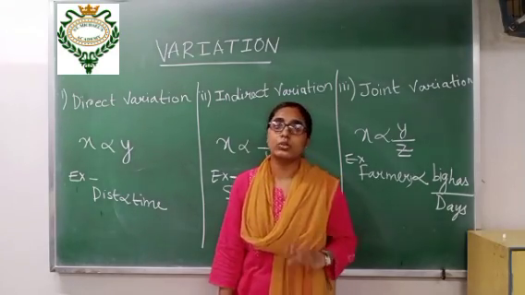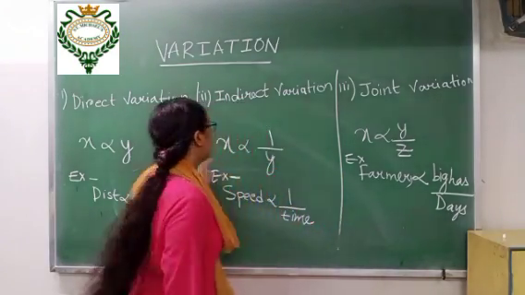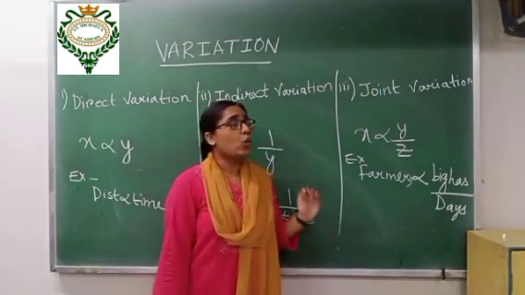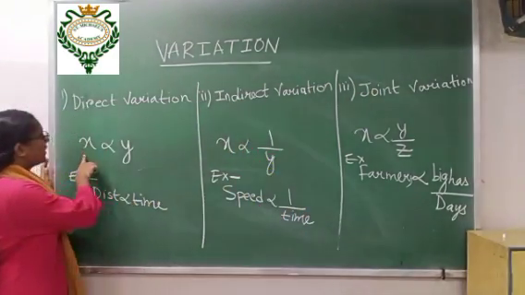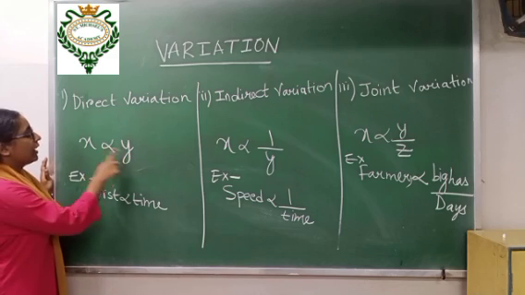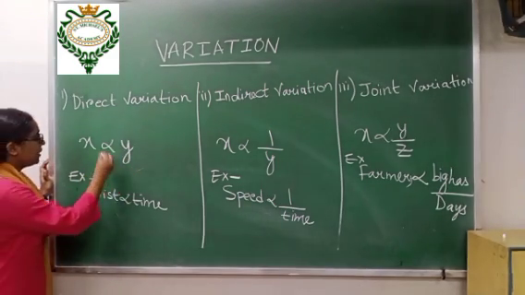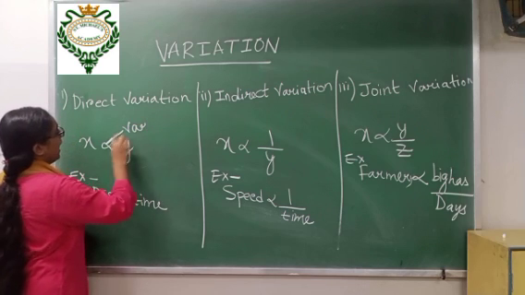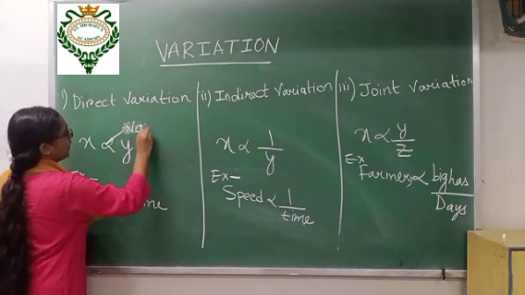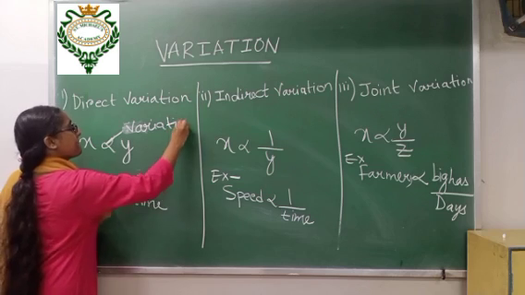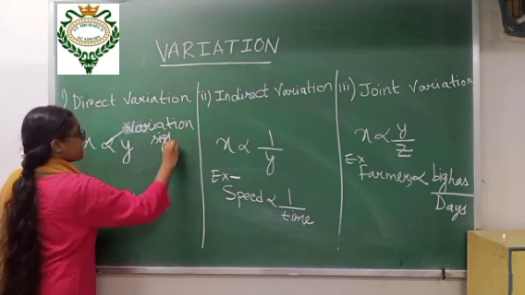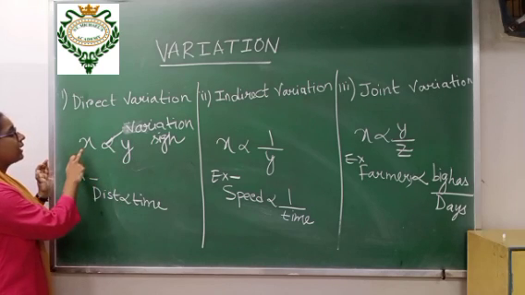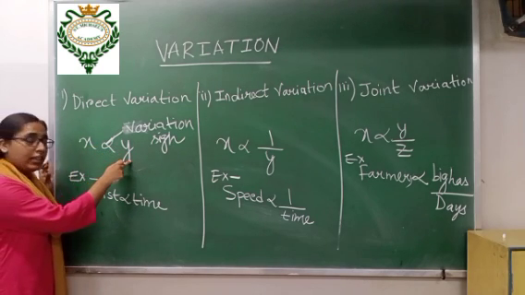One by one I am telling you, there are three types of variation: direct variation, inverse variation, and joint variation. Now what is direct variation? x is directly proportional to y, x varies with y. It means this sign. This sign's name is the variation sign. And how will we read this one? x varies with y. It means that when x increases, y will also increase.